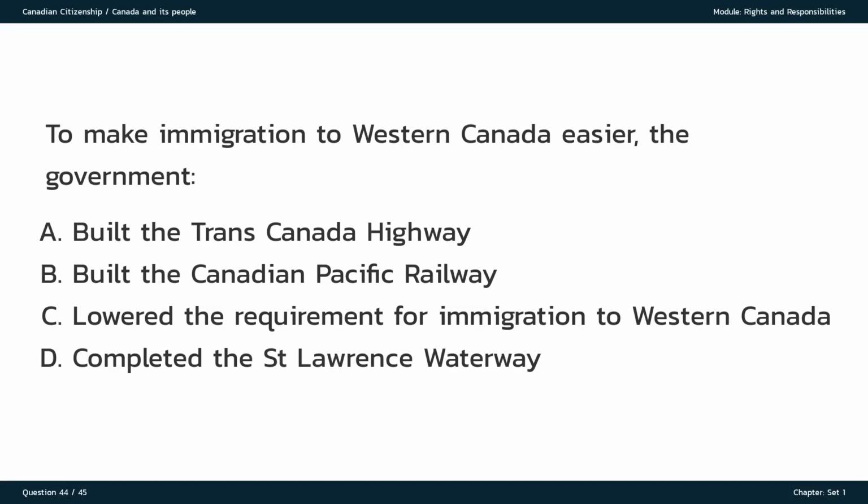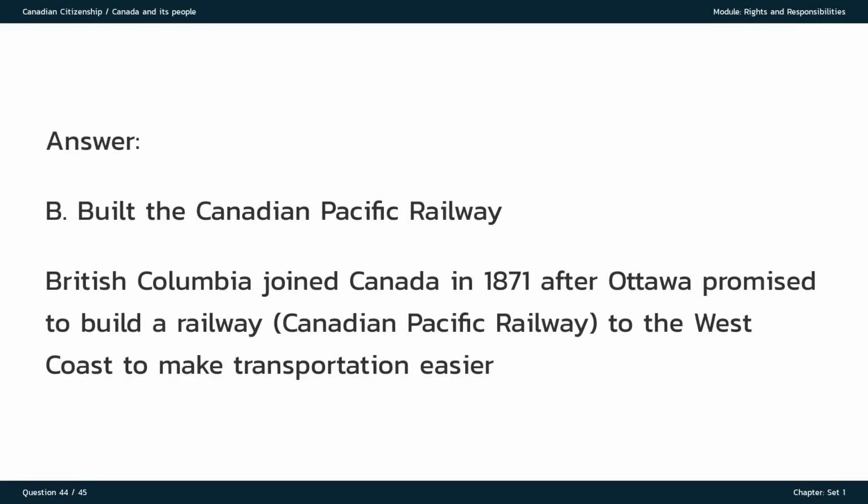To make immigration to Western Canada easier, the government A. built the Trans-Canada Highway. B. built the Canadian Pacific Railway. C. lowered the requirement for immigration to Western Canada. D. completed the St. Lawrence Waterway. The answer is B. built the Canadian Pacific Railway.